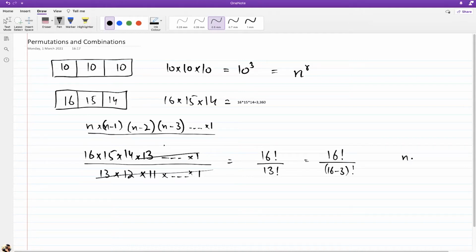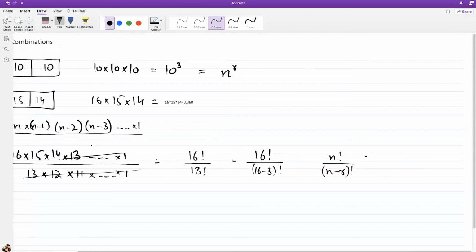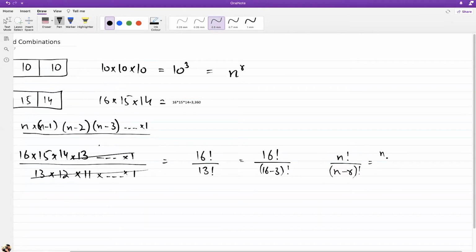And I can write this as n factorial over (n minus r) factorial if I were choosing r things out of n. And this formula, we can call it nPr, or sometimes we also call it P(n, r), like that. But it all means the same thing, that you are basically not picking n minus r things out of n things, and order matters. So that was permutation: when you're picking r things out of n things, or in other words, you're not picking n minus r things.